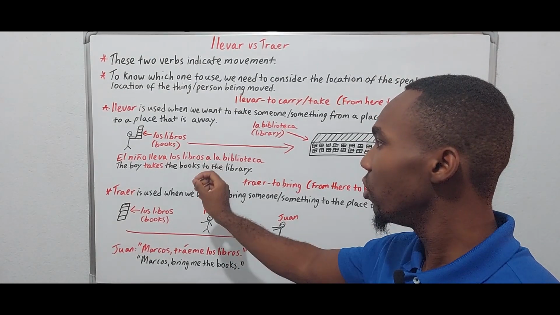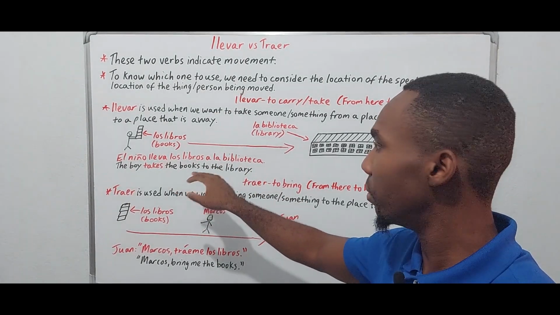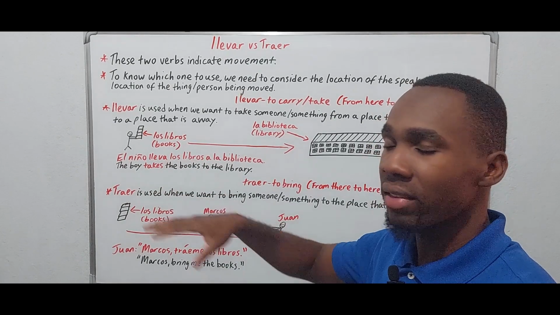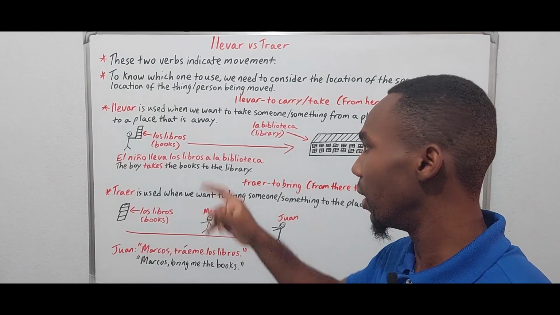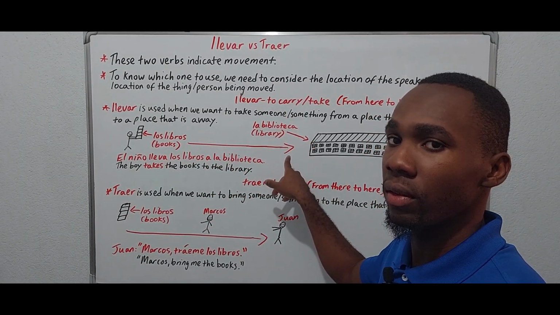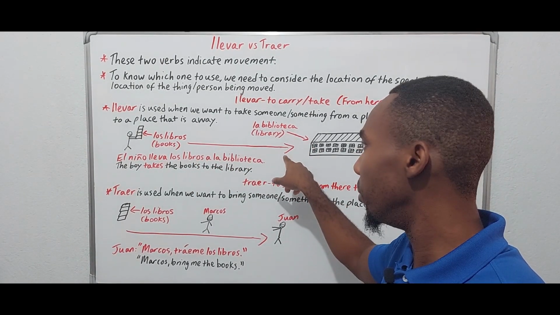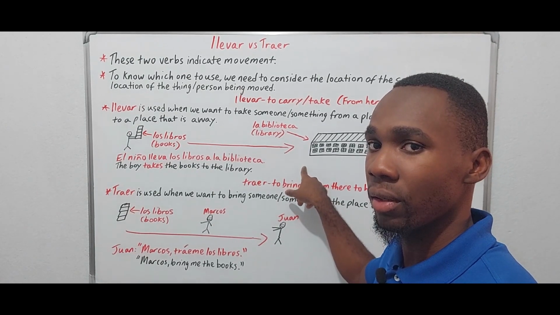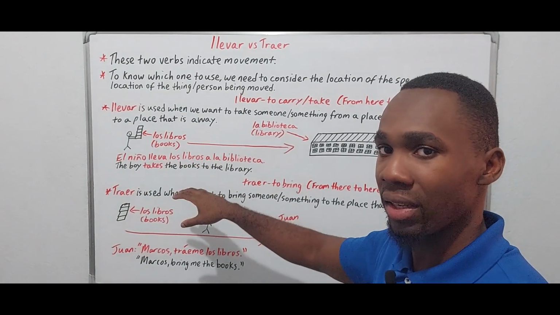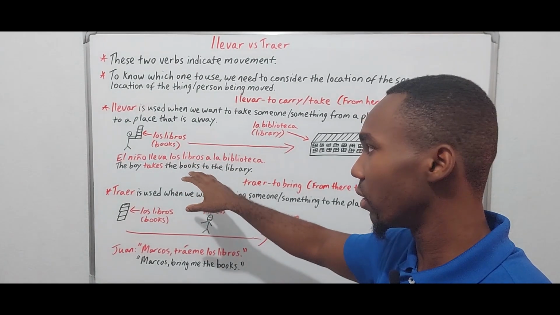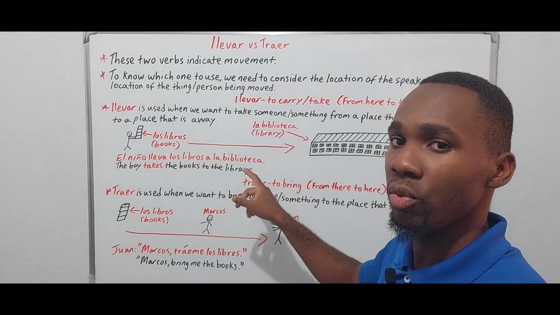Okay? So, el niño lleva los libros a la biblioteca. The boy takes or carries the books to the library. So the boy is at one place and the books are also at one place, but they're not at the destination. So the boy and the books have to go to the library. So point B is the library and that's the destination. But the item being transported is not there at present, and the speaker is also not at point B. Okay? So we have to use llevar.